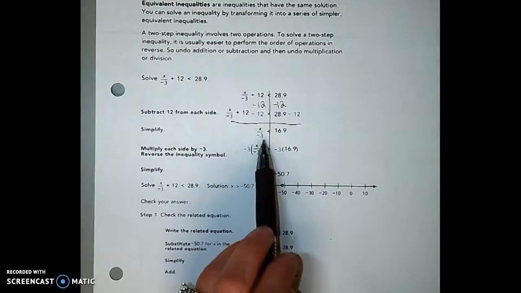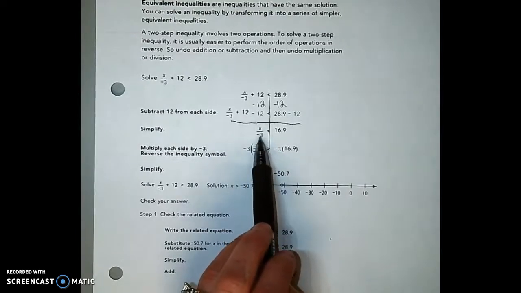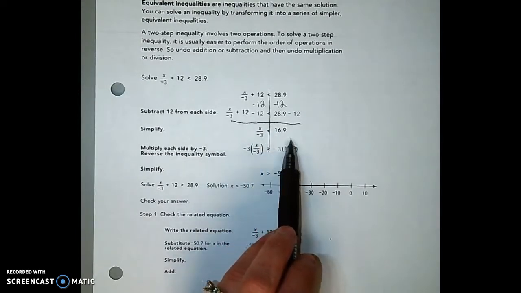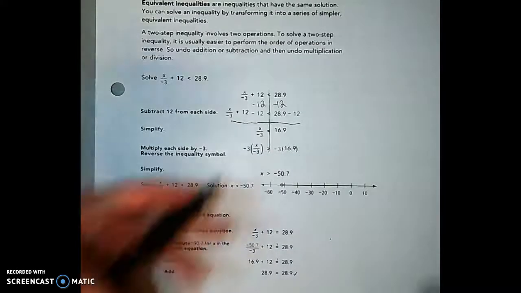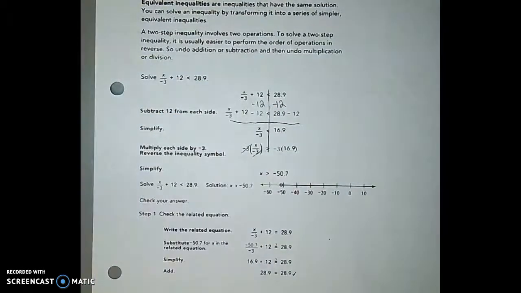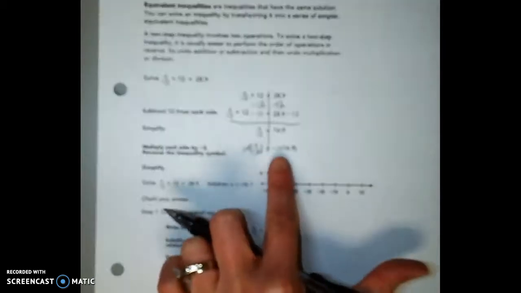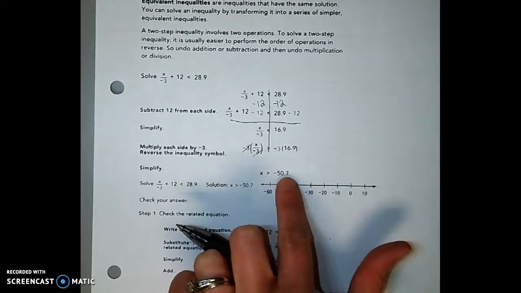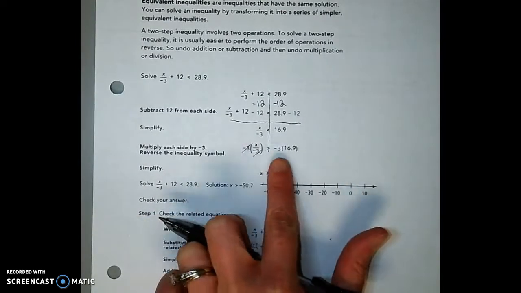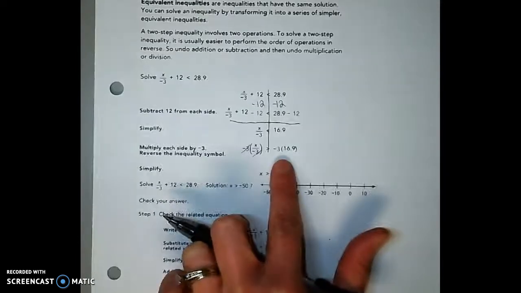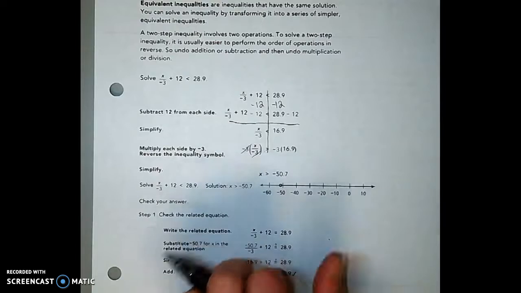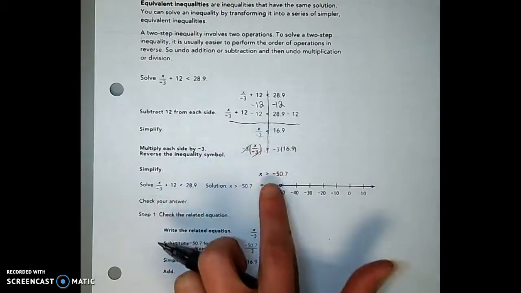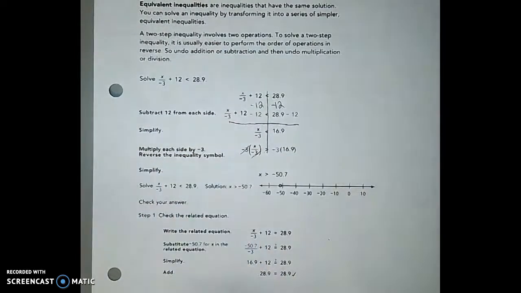Now we know that to undo division, we have to multiply. So if I have x divided by negative 3 is less than 16.9, to get rid of that, I have to multiply both sides by negative 3. And that cancels out the negative 3 on the left side to leave us with x. And then on the right side, we get negative 50.7. Now notice the important thing that we see here though. Because we're multiplying both sides by a negative, we have to flip our inequality sign. So before it was less than, and now our sign is going to be greater than. So we have x is greater than negative 50.7.